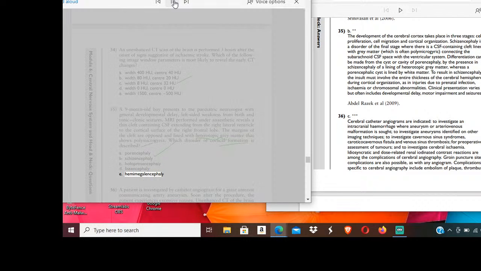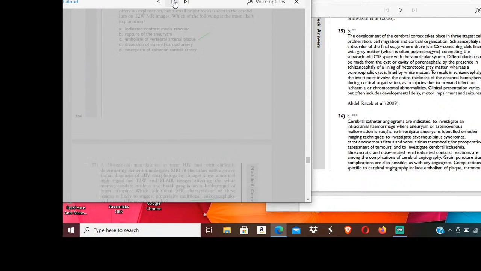36. A patient is investigated by catheter angiogram for a giant anterior communicating artery aneurysm. Soon after the procedure, the patient experiences excessive nausea. Unenhanced CT of the brain offers no explanation, but a small bright focus is seen in the cerebellum on T2W MR images. Which of the following is the most likely explanation?